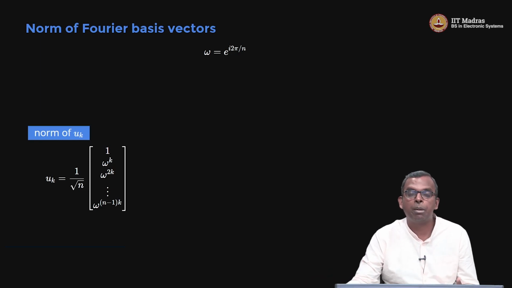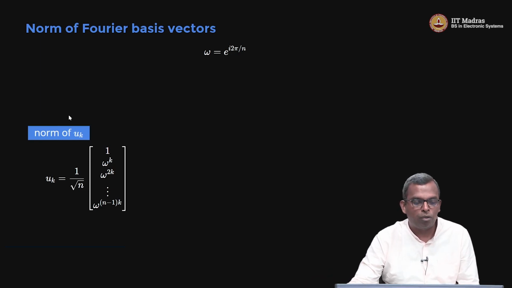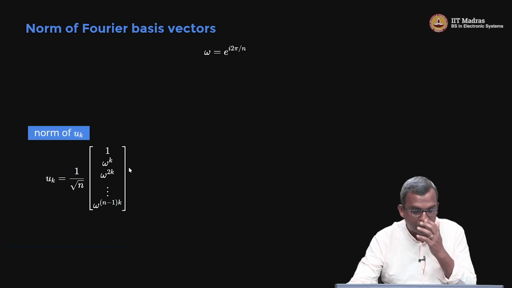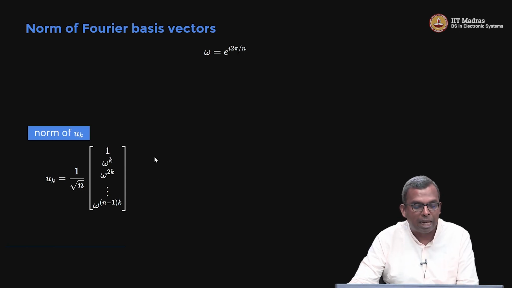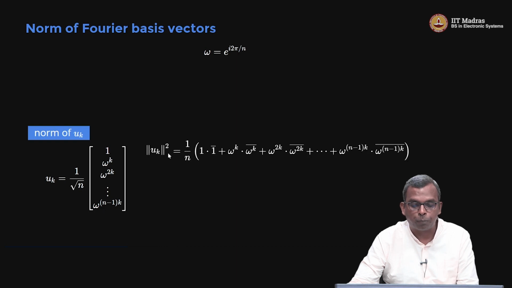To show that the Fourier basis is orthonormal, you have to show that the norm of uk is 1, right. So, each of the norms is 1. Okay. So, omega is e power i 2 pi by n. And this uk is a complicated looking vector: 1 by root n, 1, omega power k, omega power 2k, up to omega power n minus 1 into k. How is this going to have norm 1? For that, to understand the norm, we need to write norm uk squared, and that will be 1 by n. Right, I am squaring norm uk.